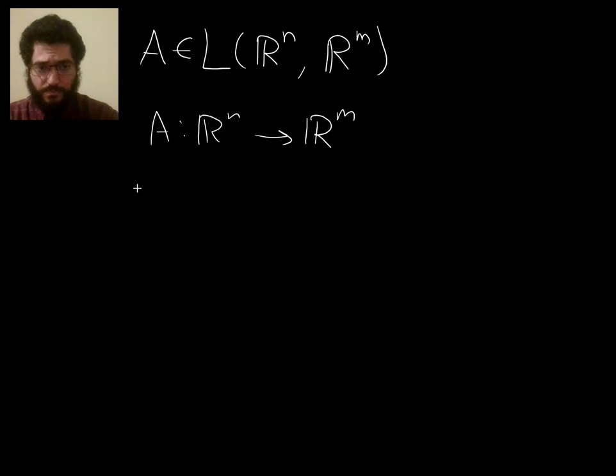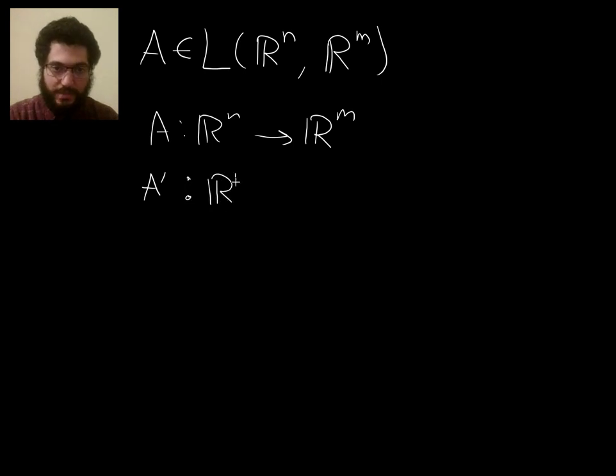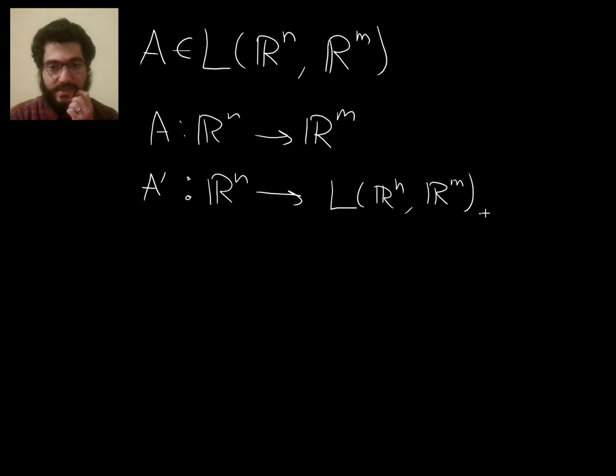So does A prime exist? Does A prime of x exist for any x? How about for all x? It'll turn out it exists for all x, and then the type of thing that A prime would be is this type of thing. Right? So what is it? I haven't proven that this thing exists, but I'm going to.